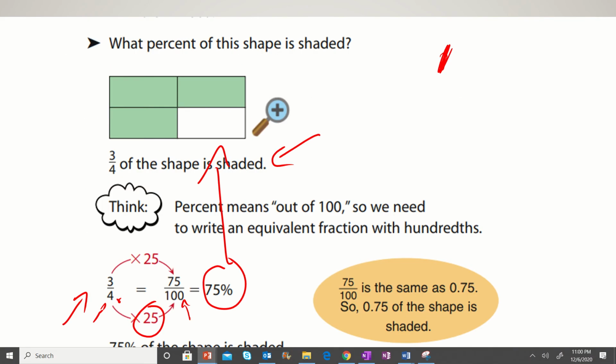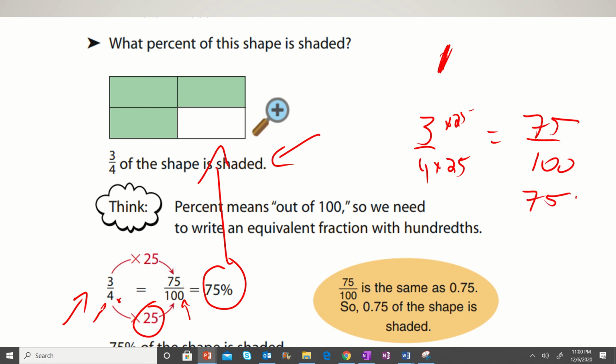Oh, my bad. All right, we have 3 over 4 as our normal one. So what I did was I can redo it over here. 3 over 4, I'm going to do 4 times 25, 3 times 25, and I'm going to get 75 over 100.